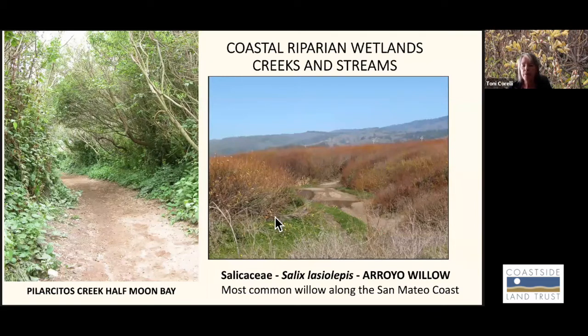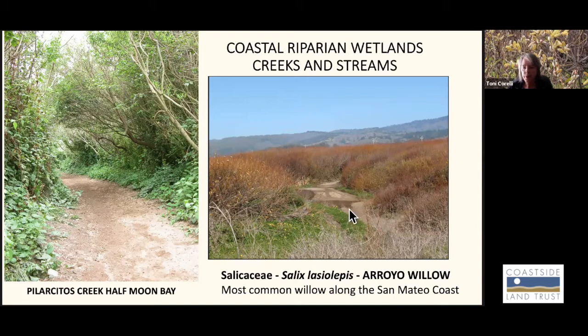As mentioned, we have over 14 creeks that flow west of Highway 1. Each forms a freshwater corridor called riparian wetlands. Riparian means along the river. The arroyo willow is our most common willow along the San Mateo Coast.